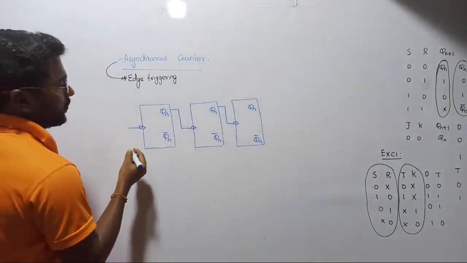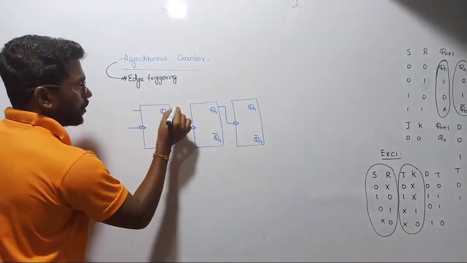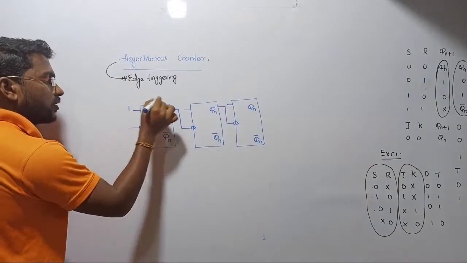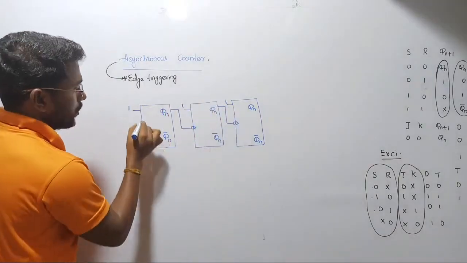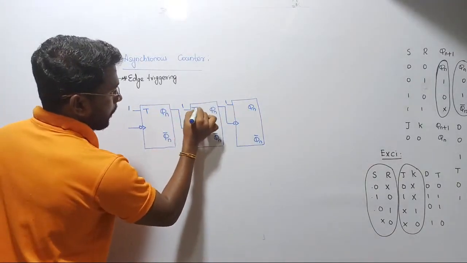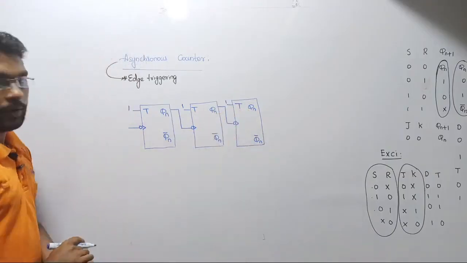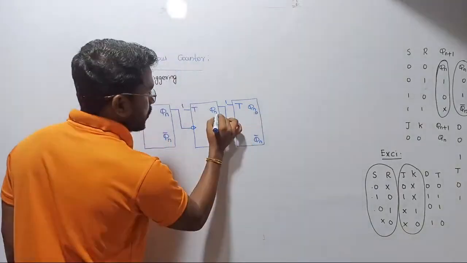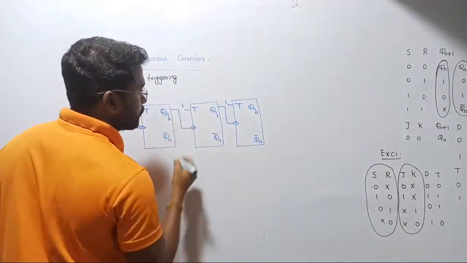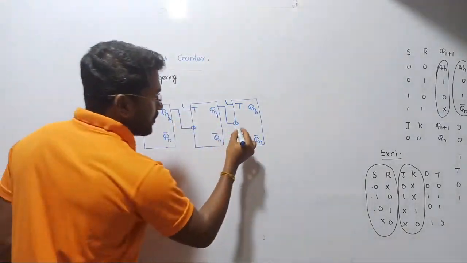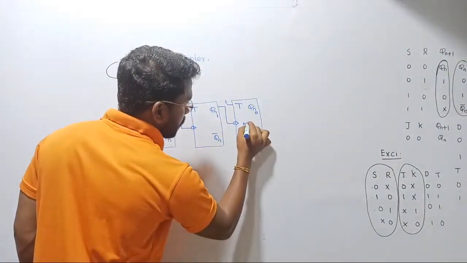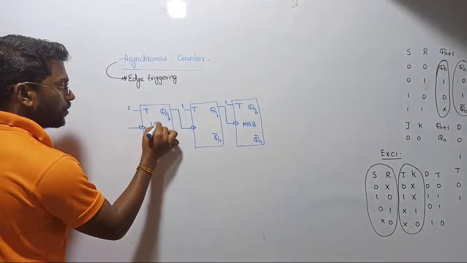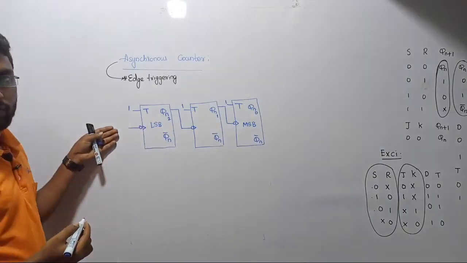Now, next we are going to provide the input. I told you that I am going to use T flip-flop. The input is 1. Yeah, we are going to use T flip-flop here. Now, let us call these Qn0, Qn1, Qn2. Okay, guys, listen. This is your MSB, and this is going to be your LSB.